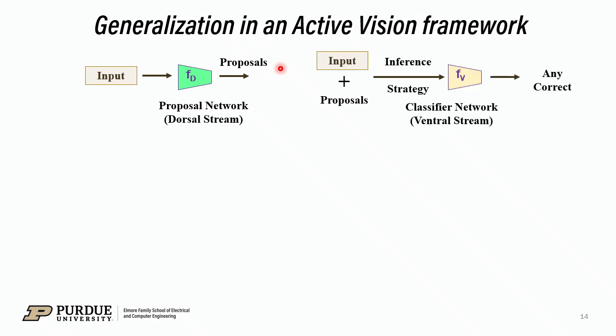Then we take these proposals and the input, and based on whatever inference strategy we have used for training, we use that and pass those proposals through the ventral network, and we use the any-correct metric here. That means that if the model makes one correct prediction across all the proposals, we take it as a correct prediction.